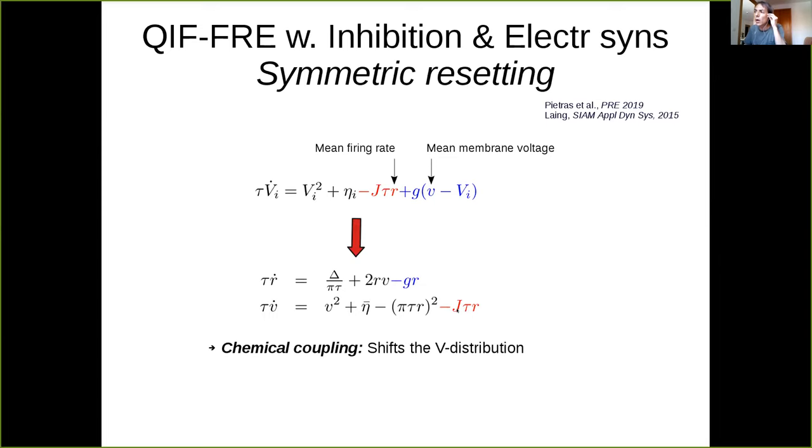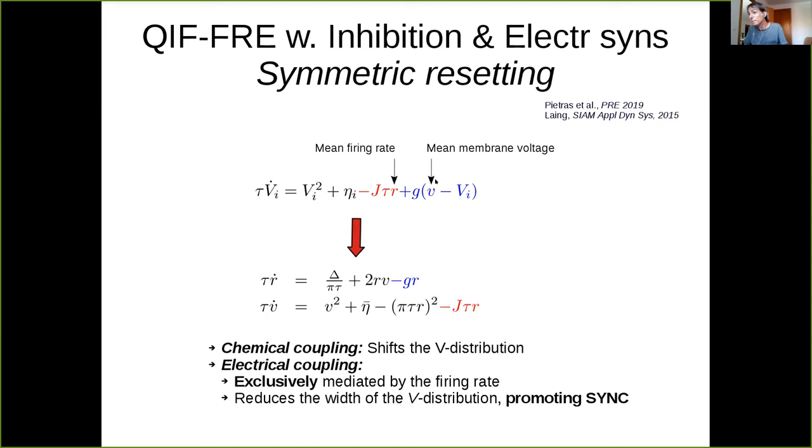And then the corresponding firing rate equations are these ones, where the chemical coupling appears here in the mean voltage, and it actually shifts the distribution of voltages. And surprisingly, the effect of electrical coupling doesn't enter here. It doesn't have a diffusion form here, but it enters in the R dot equation, and it tends to reduce R. And this means that it tends to reduce the distribution of voltages, favoring the appearance of synchrony. So it tends to equalize the membrane voltages of all cells.